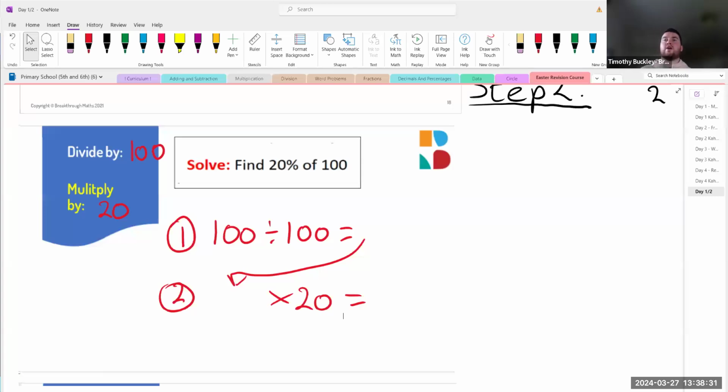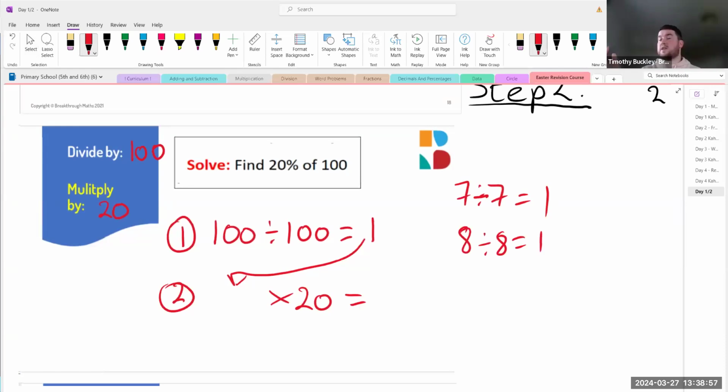Orna, you're asking a great question there. When you divide 100 by 100, it actually equals 1. Any number divided by itself equals 1. So if we had 7 divided by 7, that equals 1. What that's saying is how many 7s are in 7, and there's only one 7 in 7. Another example, 8 divided by 8 equals 1. A million divided by a million will equal 1. So any number divided by itself will always equal 1.